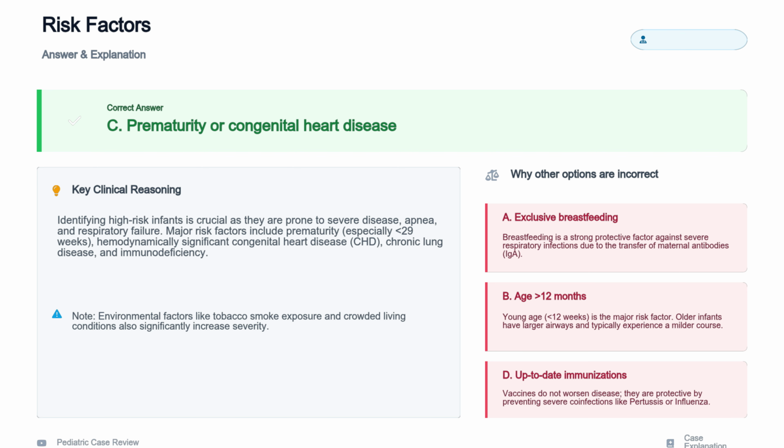High-risk factors include prematurity, age less than 12 weeks, chronic lung disease, significant congenital heart disease, neuromuscular disease, immunodeficiency, smoke exposure, and crowded housing conditions. Breastfeeding is actually protective, and vaccines do not worsen disease outcomes.